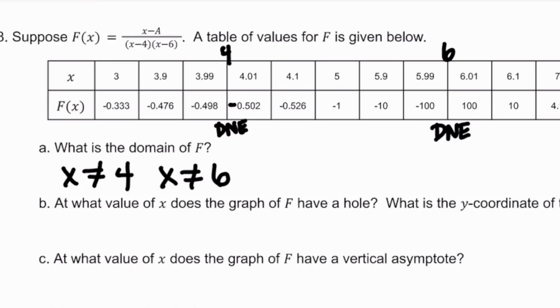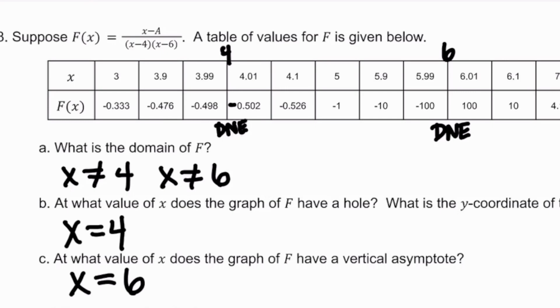Okay, so f is going to have a hole at one place and a vertical asymptote somewhere else, based on the numbers I'm seeing. -1, -10, -100. Those numbers are getting pretty big pretty quickly. That's evidence of a vertical asymptote. So I'm going to actually answer C first. I'm going to say, all right, well, it looks like the vertical asymptote is happening at x equals 6 because the numbers are getting big. The hole is probably going to be at x equals 4.